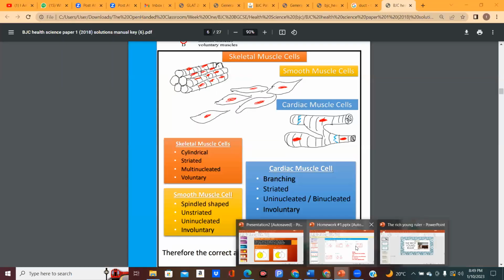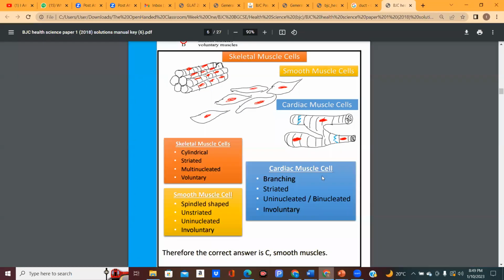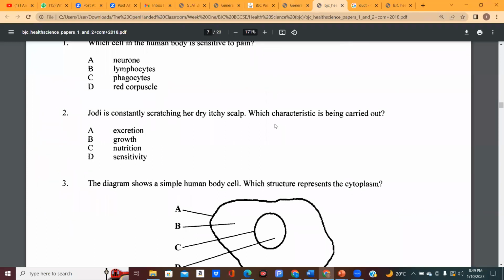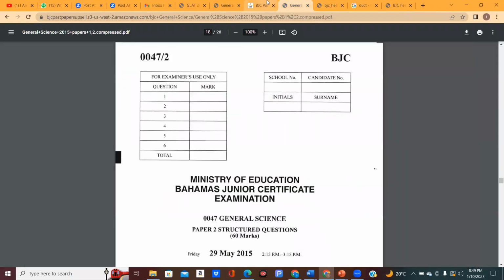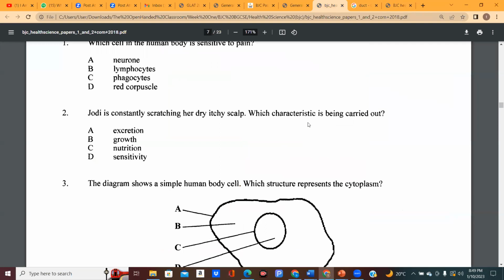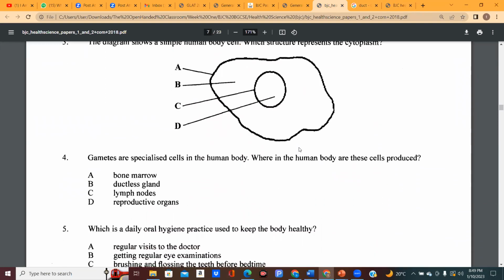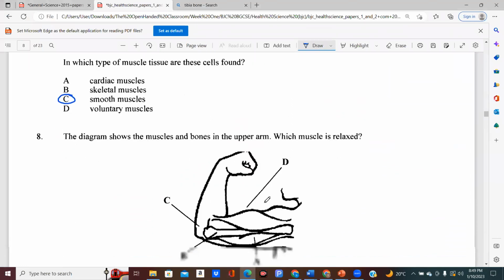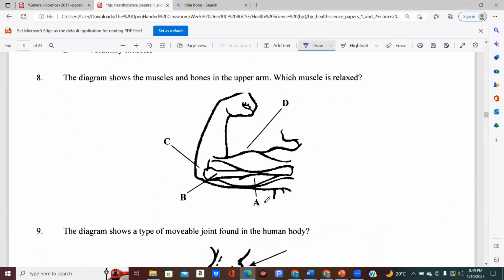All right, so the correct answer here is going to be... The diagram shows muscles and bones in the upper arm. Which muscle is relaxed?